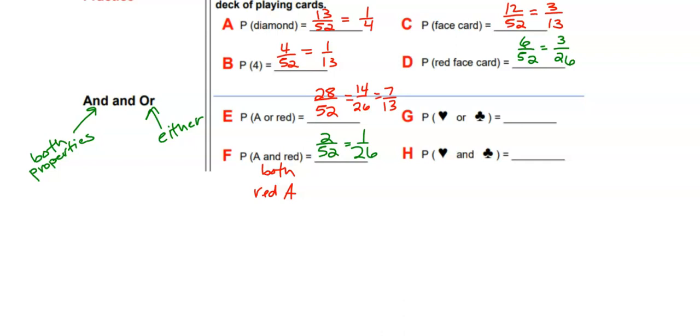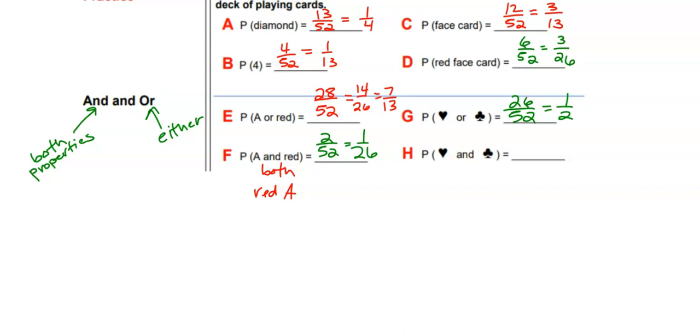Well, 13 of them are hearts and 13 of them are clubs. So altogether there would be 26 of those out of a total 52, which is exactly half of the deck. Half of them are either hearts or clubs. And then H is kind of a trick question.